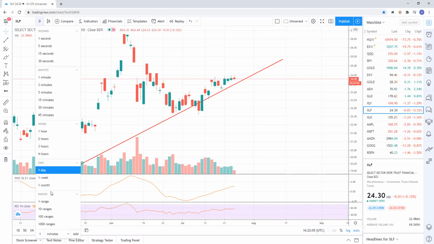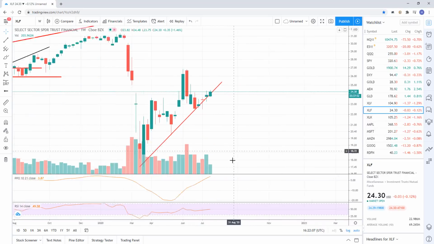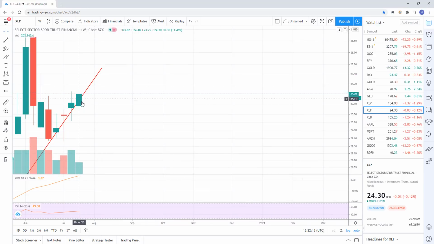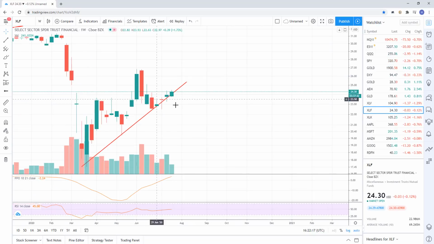XLF, let's look at the weekly. All right, so XLF has just been walking this trend line here on the weekly. It's held it. So far, we're above it. Looks like we had a false breakdown on the weekly. They recovered that. So XLF looks like it's holding strength, I guess.